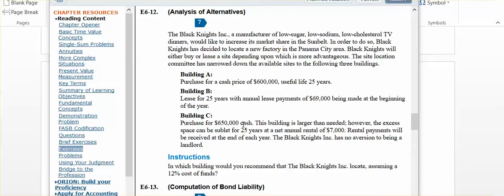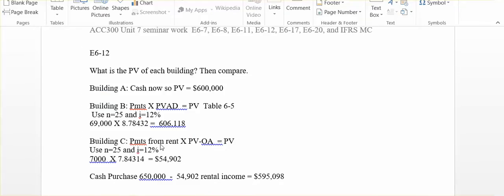C is to buy a bigger building for $650,000 and then sublet, renting out the extra space for 25 years and getting $7,000 a month. How much money is that going to save us? First of all, we know what the $650,000 is worth because we're paying that right away. But how much is that $7,000 going to save us? We're going to be renting it out for 25 years at 12%. So we need to use the right table.